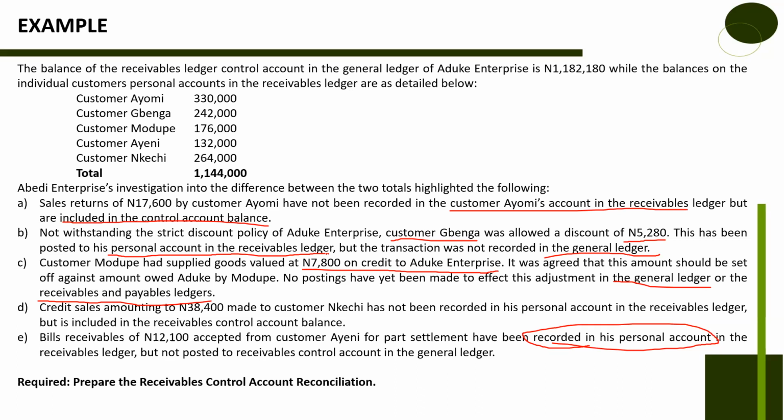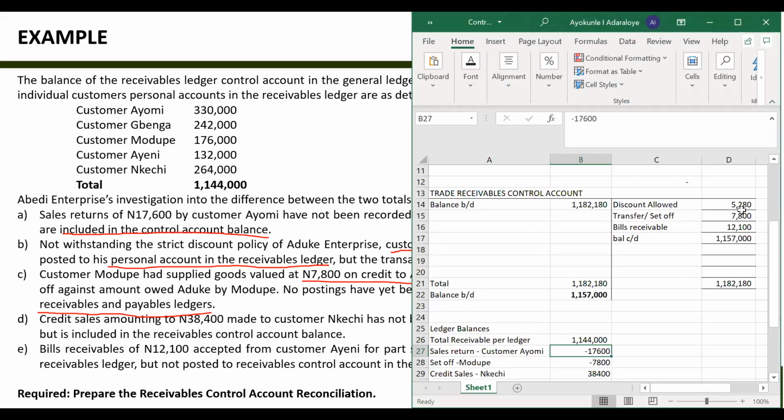It has been posted to the customer's what? Receivable ledger, but the transaction was not recorded in the general ledger, meaning that we are going to the general ledger to make these adjustments. And we are doing what? We are using it to reduce the total receivable amount, and it's 5,280. We go to the credit side of the control account and we write discount allowed, and we post the 5,280 on the credit side.